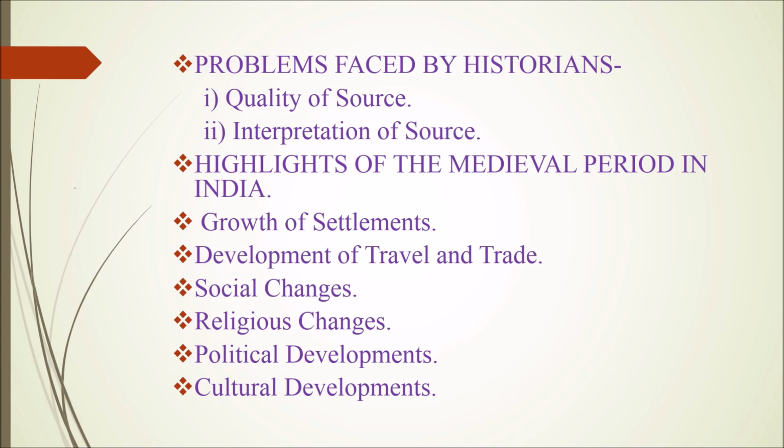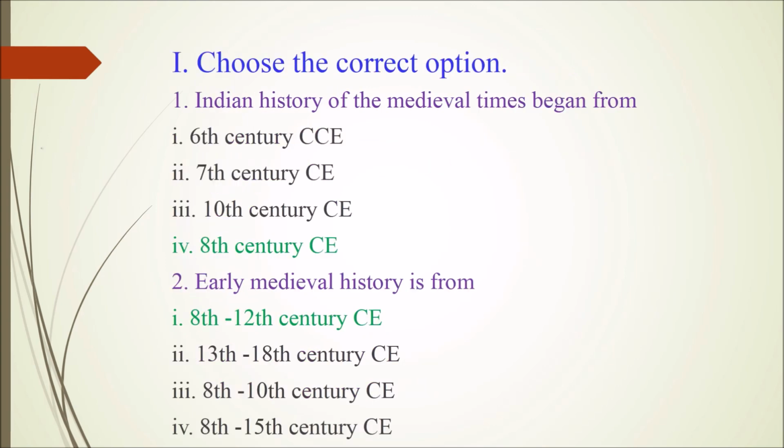Under this we have quality of source, interpretation of source. Next we have highlights of the medieval period in India. Under this we have growth of settlements, development of travel and trade, social changes, religious changes, political changes, and finally cultural changes. Now we are going to revise the book back questions with answers.